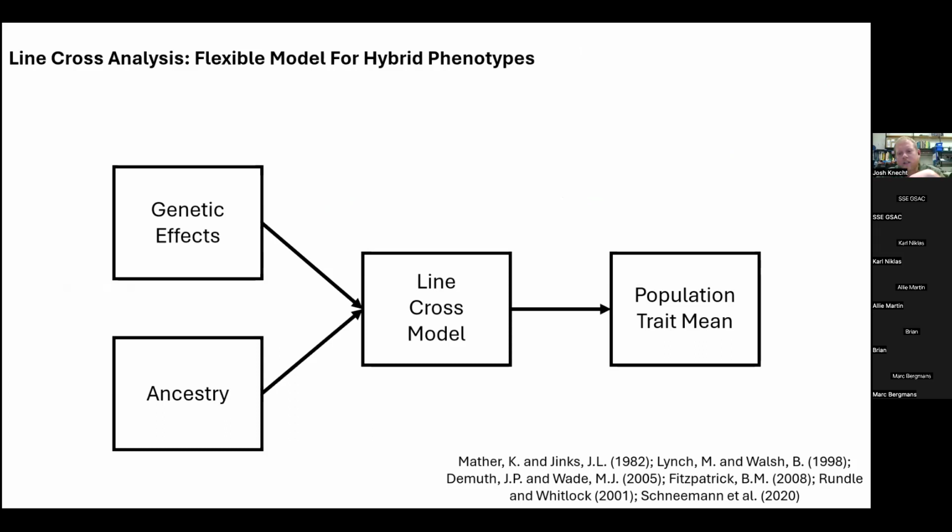Now we need a model to connect genotype to phenotype. And I'm a big fan of this line cross model. It's been around for a while, especially with plant geneticists, Mather and Jinks, and Lynch and Walsh, probably the two best books to dig into it, but it's been used a lot. So it basically takes in genetic effects, so both within and between locus effects, and ancestry. So this is the hybrid ancestry proportion and ancestry heterozygosity that we talked about before. And then it goes into this, it's just a linear model, and it predicts the trait mean of a population with a given ancestry. So it's fairly simple, but really versatile.